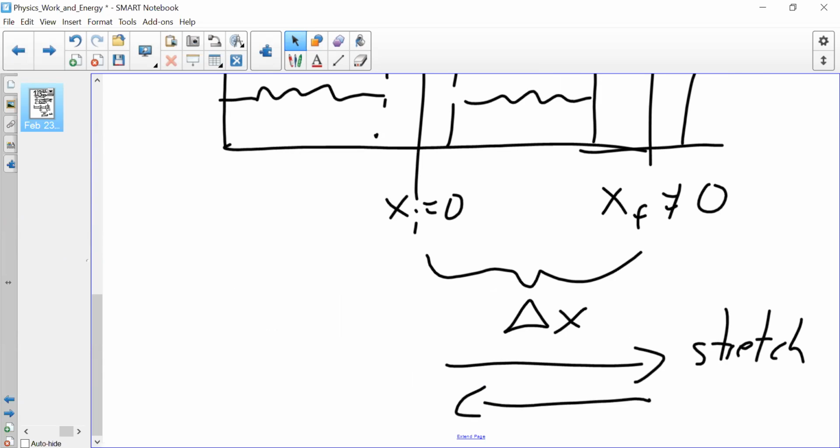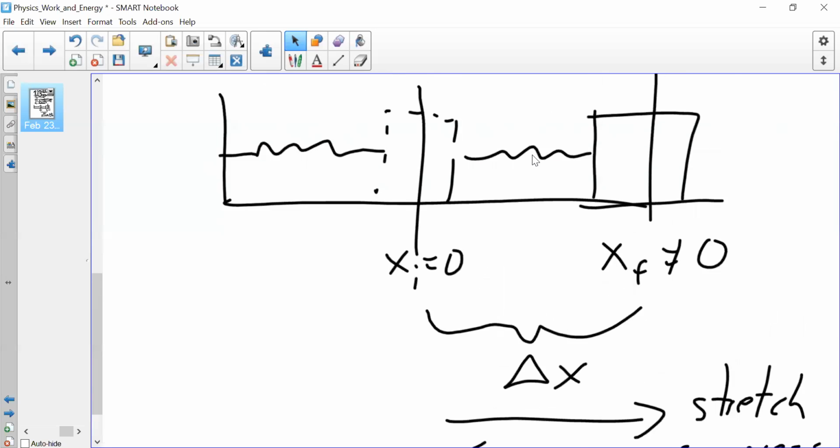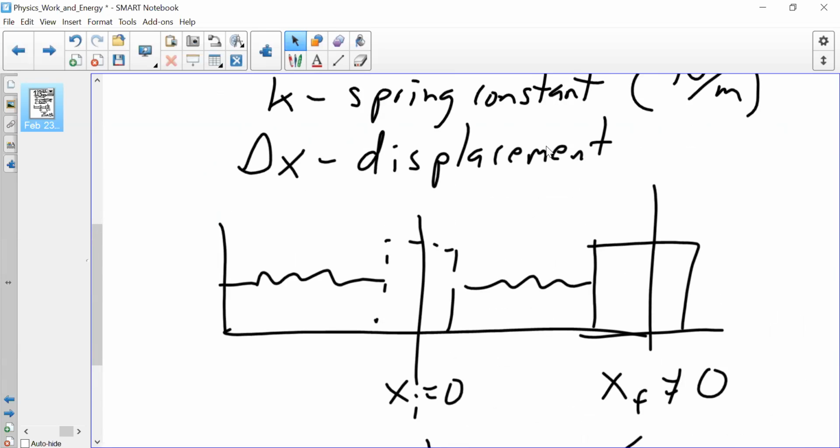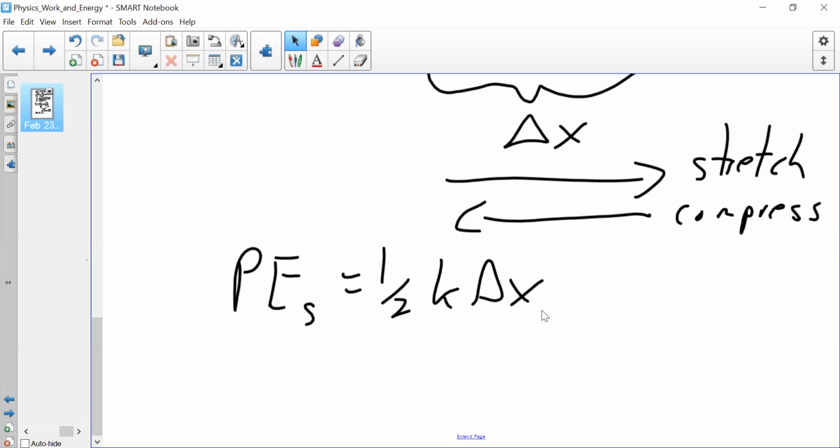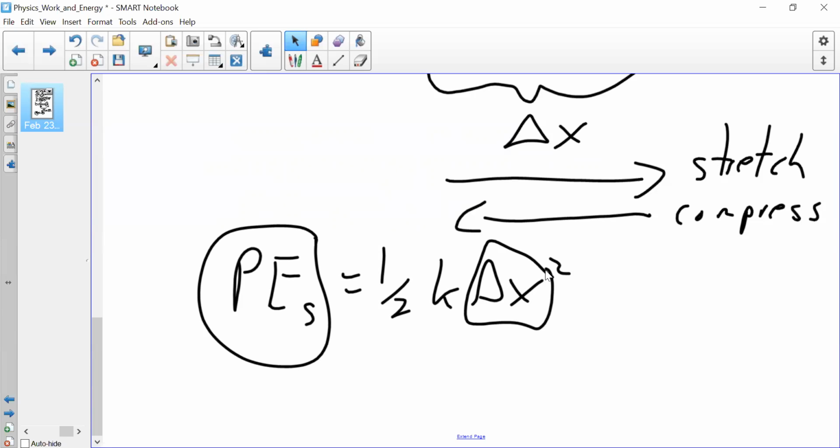So if you stretch or compress your spring, the energy within that stretching and compression of the spring is called the spring energy. And it's a function of how strong the spring is, the spring constant, and how far you pull it. It depends directly on the displacement. So if I put the equation down again, spring energy is 1/2 K delta X squared. So this spring energy depends on the displacement. The further you stretch it, the more spring energy you're going to have.